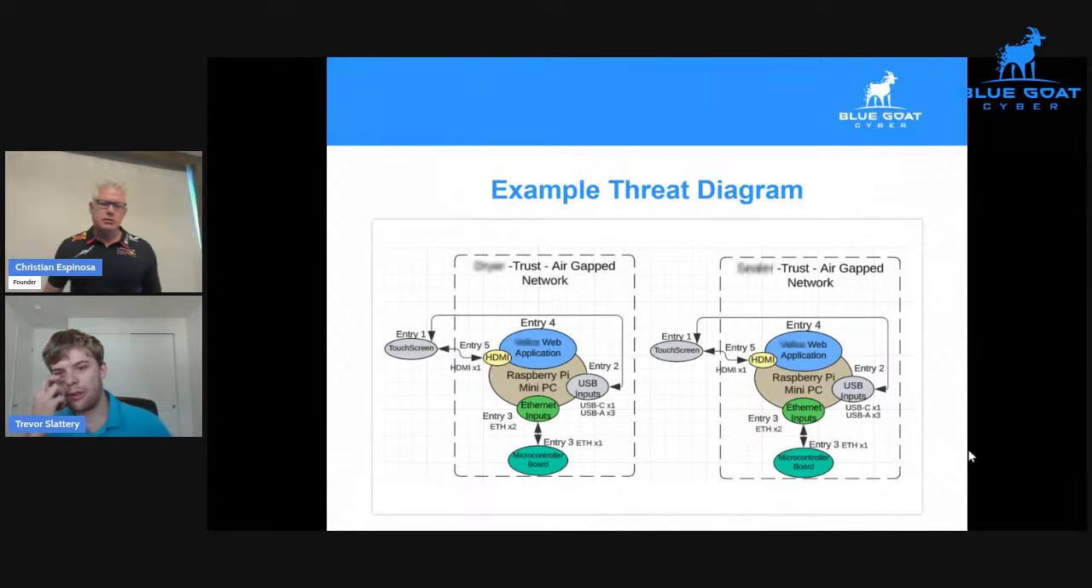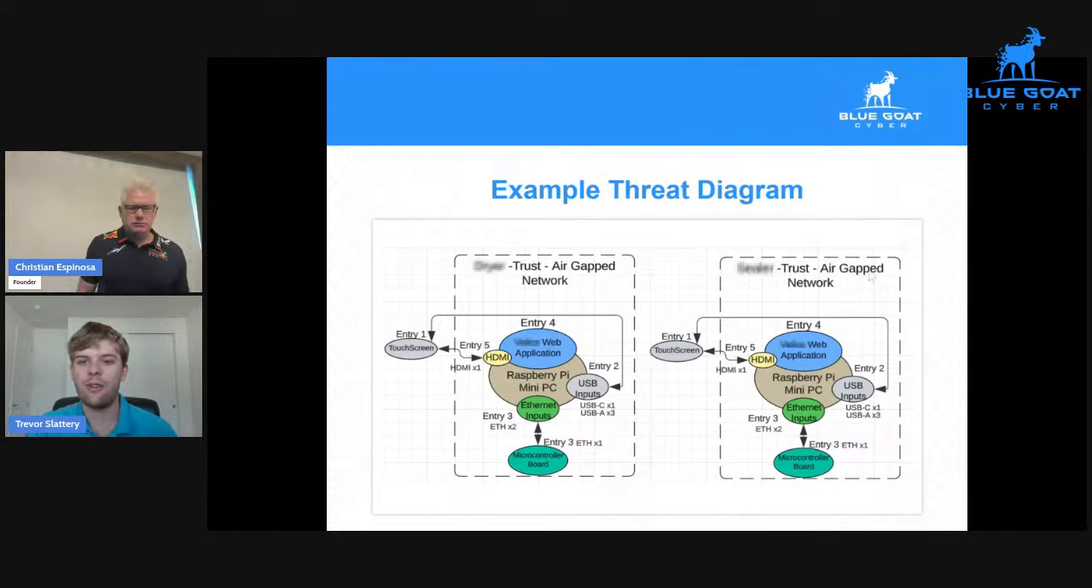So this is an example of what a high-level threat diagram can look like. We're concerned about all of the entry points into this air-gapped trust network. Anything inside of here, you can't access from the outside. It's all internal components. But when we look at these data flows leaving the trust boundary, it's safe to assume there can be a risk here. So these are always going to be the higher concerns.